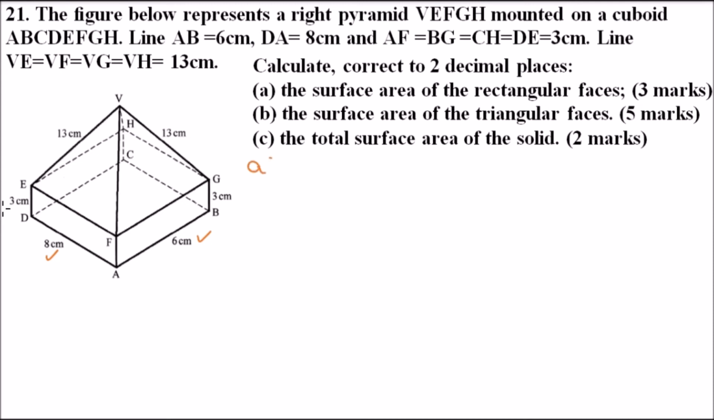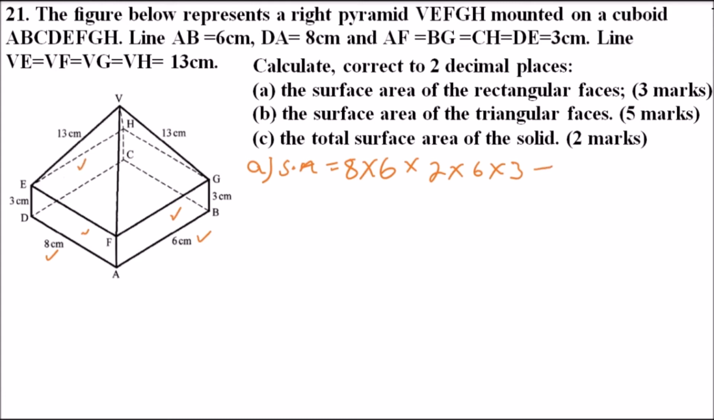So we start with A. You say the surface area of the cuboid of the rectangular faces. We will start with the bottom, which we have surface area is equal to 8 multiplied by 6. So we are through with that. Then we take the sides. We have AFBG multiplied by, it is the same as DECH. So we say it is 2 multiplied by 6 times 3. So we have taken care of that one and that one.